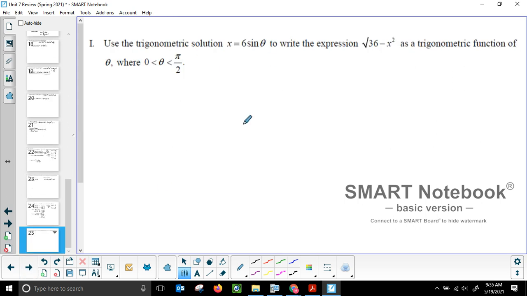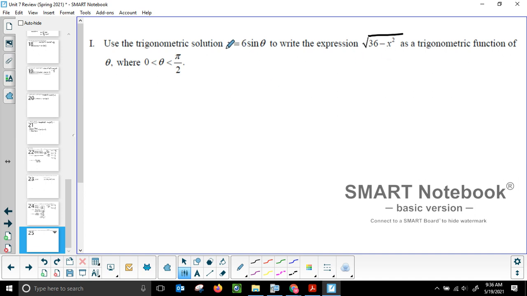All right, so part I, use the trigonometric substitution, x is equal to 6 sine theta, to write the expression, and this should be the square root of 36 minus x squared, as a trigonometric function of theta, where theta is between 0 and pi over 2. You don't really have to worry about this part. It's just saying make it a first quadrant angle so it works out really nice.